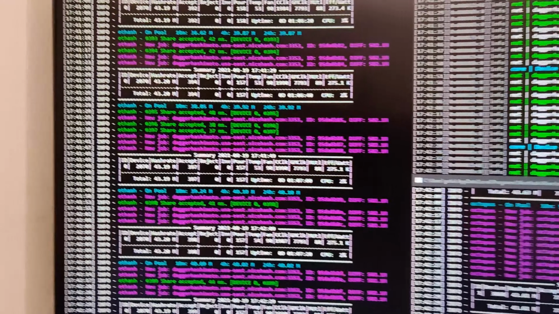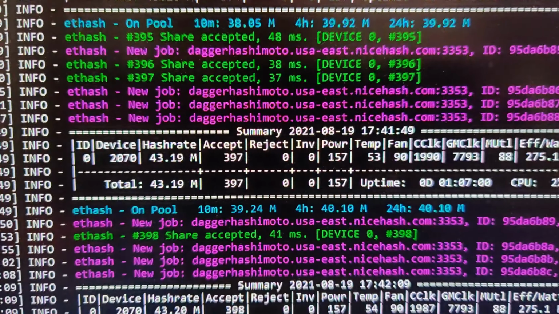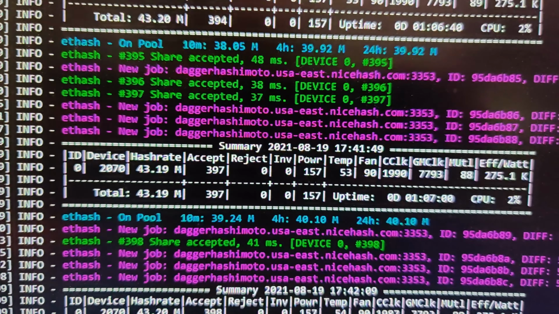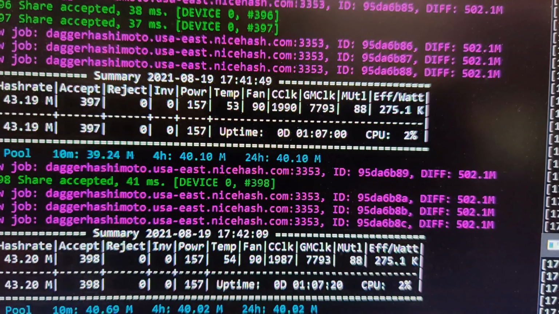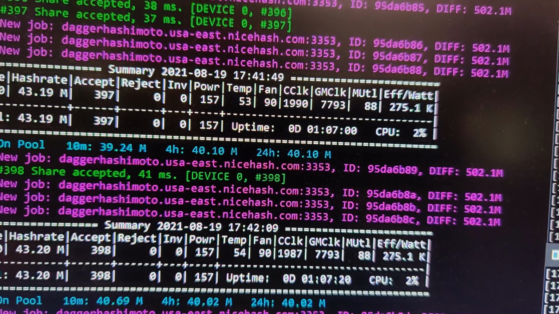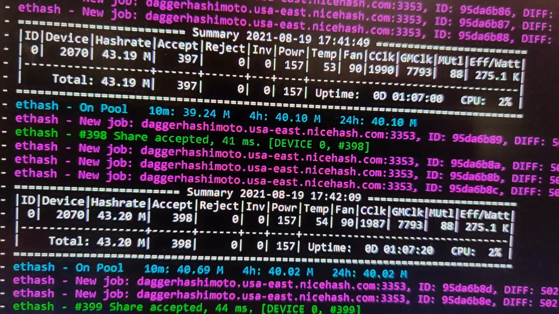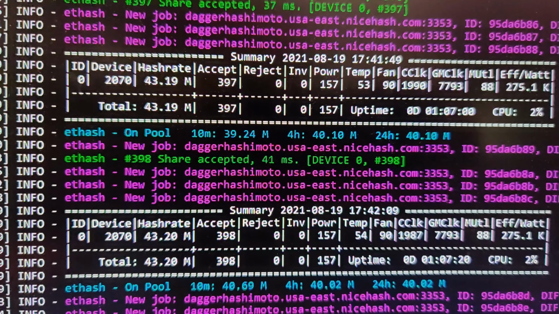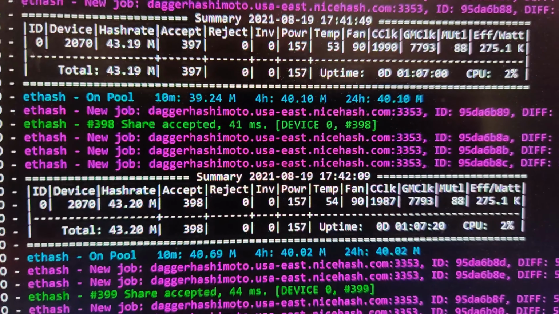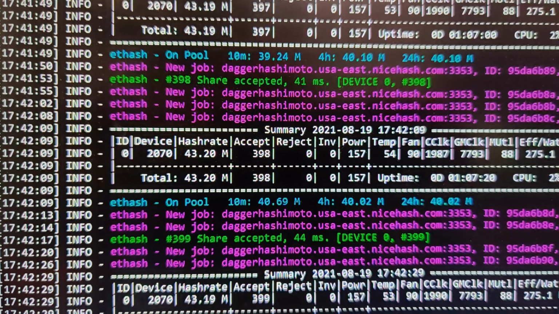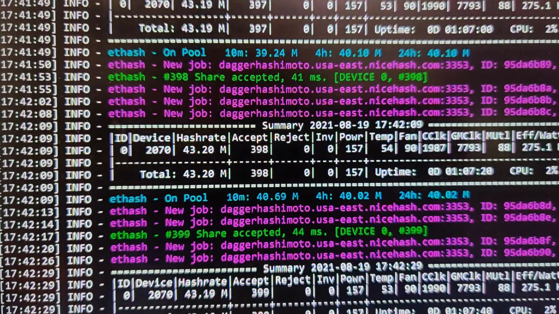So with that being said, let's take a look at efficiency. We got our hash rate of 43 on Ethereum using the 2070, and the efficiency is 275.1. That will fluctuate throughout the day. The power it's drawing is 157. That doesn't usually fluctuate. That's being controlled by my power limiter in MSI Afterburner. I'll go ahead and show you my overclock settings and all of that for the 2070 as well as the other cards.